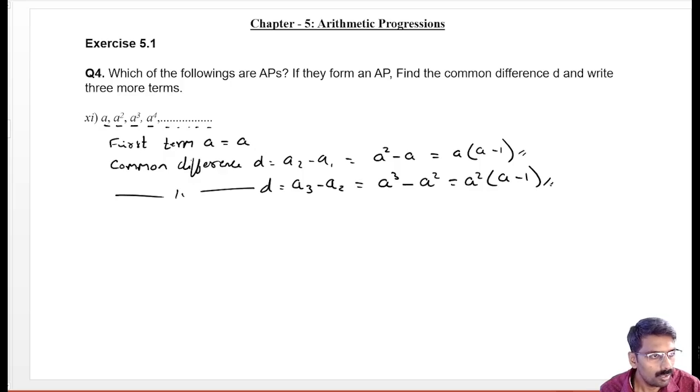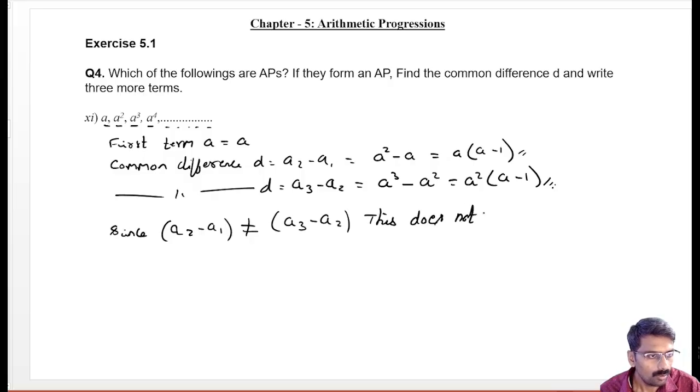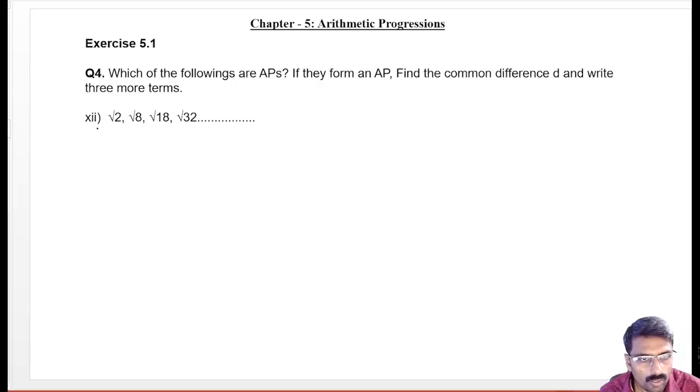If we compare this, these common differences are not equal. So we can write, since a2 minus a1 is not equal to a3 minus a2, the given terms do not form AP. This would be our final answer. Our next sub question is sub question 12.